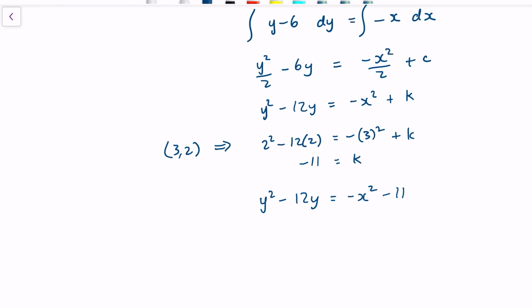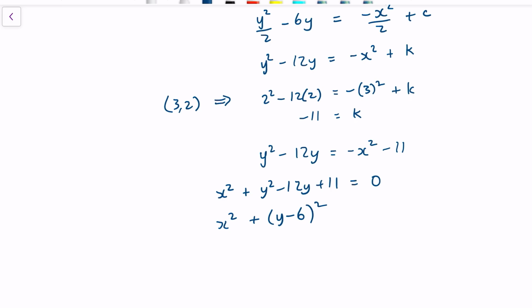If we rearrange this, we've got x squared plus y squared minus 12y plus 11 equals 0. And then we complete the square on this. y minus 6 all squared is going to give us 36. We take away 25 from it to get the 11. And then we rearrange it. And there's the equation of our circle that we had before. But we've used integration and a differential equation to arrive at it, proving that that is the only equation that satisfies the properties of the problem.